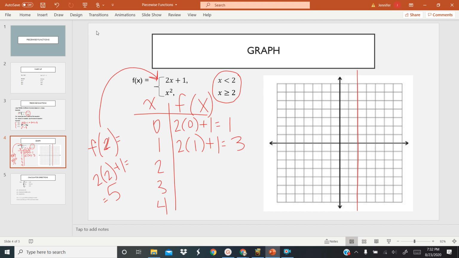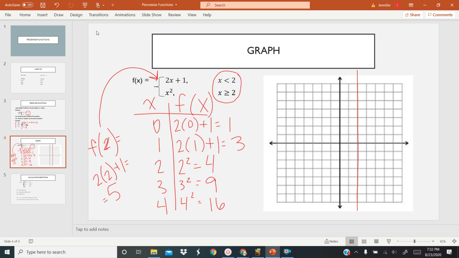And so that would just be 2 squared. And that's going to equal 4. And then f of 3, you're still using that second equation. So it would be 3 squared. That equals 9. And 4 squared equals 16. So then you're going to want to start graphing these points.